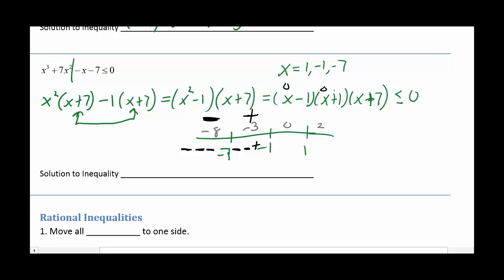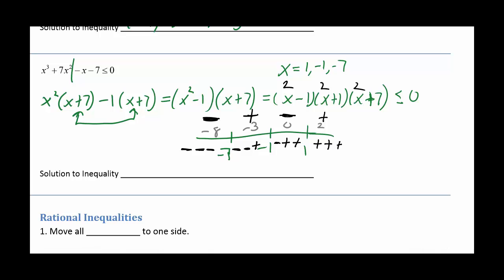Let's try 0. So put a 0 in there for each of those terms. 0 minus 1 is negative. 0 plus 1 is positive, and 0 plus 7 is positive. And so if I multiply 3 things together, 1 will be negative, 2 positive. I get a negative result. And then the very last case, you can kind of guess if you see the pattern here. 2 minus 1 is positive, 2 plus 1 is positive, and 2 plus 7 is positive. And when I multiply 3 positive things together, I definitely get a positive answer.